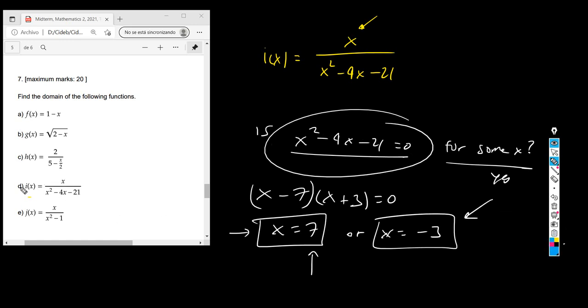What is my conclusion for this particular function? The domain of I is all the real numbers except the number 7 and the number minus 3. And this one, very quickly here, we have J of x equals x over x squared minus 1. Once again, is this possibly equal to 0?